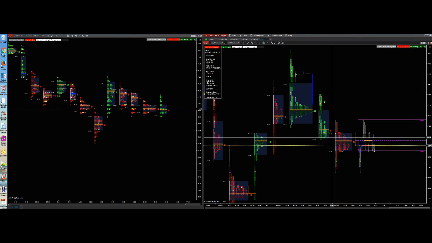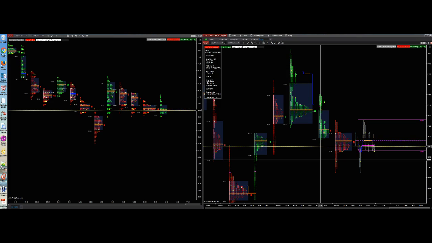So this is a very, very quick introduction of the time value map, what it does.